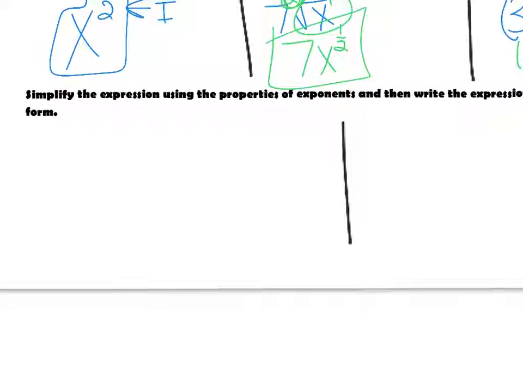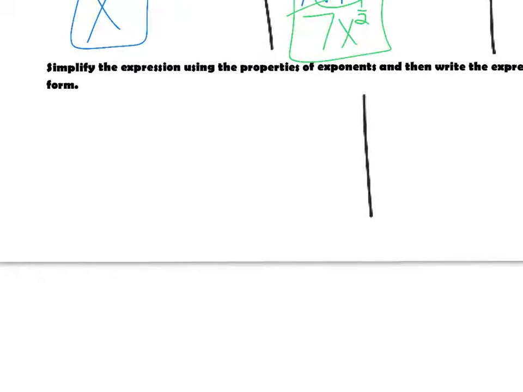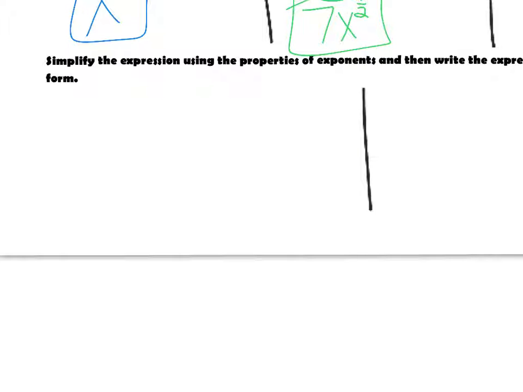All right, and last two problems here. Let's say for the next one, we want to simplify the expression using the properties of exponents, and then we want to finally write the expression in radical form. So radical form is where you see the square root or cubed root or so on. So let's say I have x to the 1/4 times x to the 3/4.